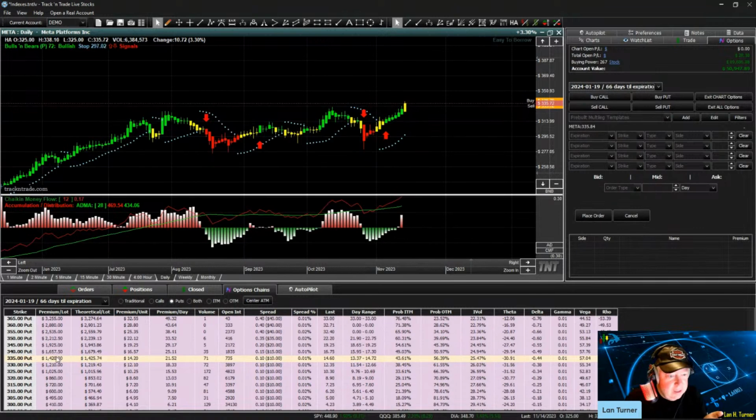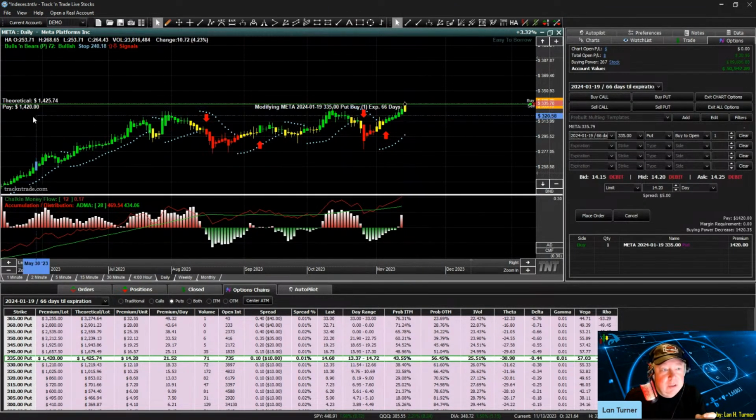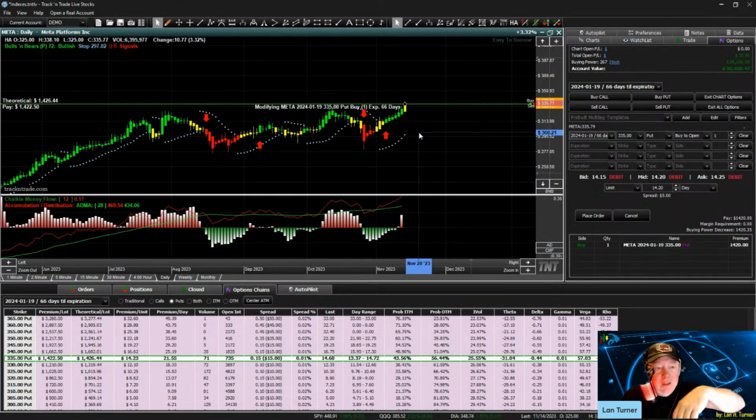And we're going to right click on this and buy a put option. And there's our put option. You can see 1,420 is what we're going to pay for it, and down here, our pay is 1,420. That would buy one put option, indicating that we think the market's going to fall. If we think the market's going to go down, then we do the same thing.